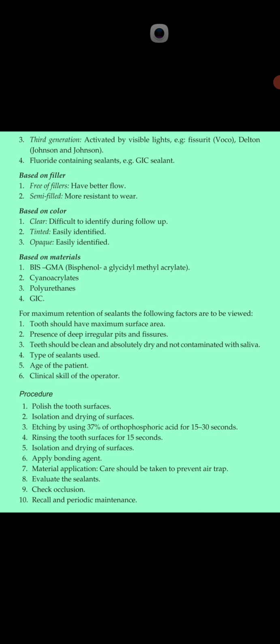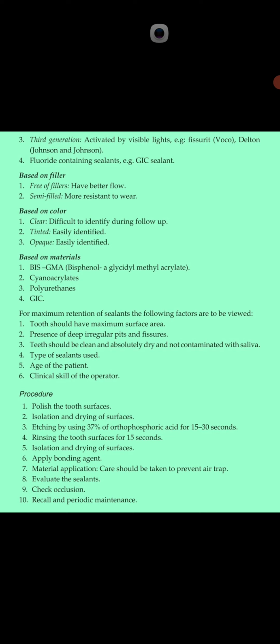Fifth step is after rinsing, isolation and drying of the surface. Number 6, applying bonding agent. Number 7, material application. Care should be taken to prevent air entrapment. Next, 8, evaluate the sealant. Number 9, check occlusion. If there is a high spot, remove that. And number 10, recall and periodic maintenance of the patient.